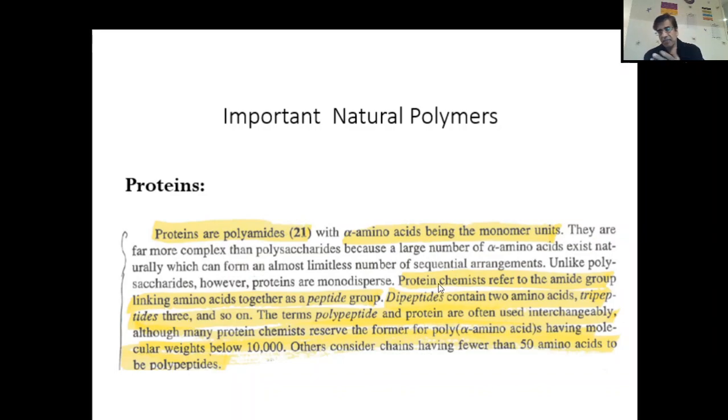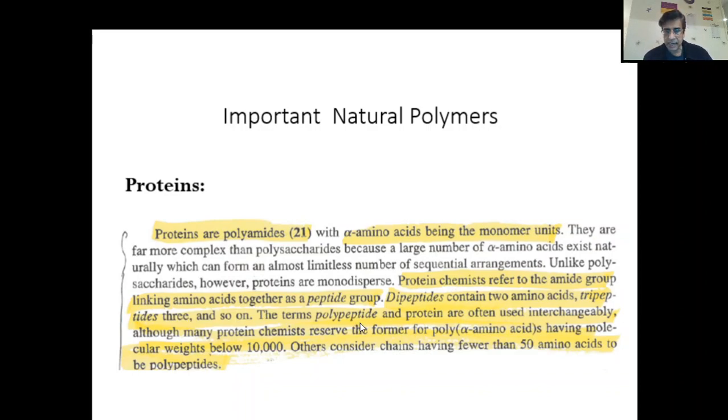So there are different terminologies that people use. Because of this amide linkage, people call it polyamide. But protein chemists call it polypeptide, because the amide linkage they call the peptide linkage. So once two amino acids combine together, they call it a dipeptide. When three, it's a tripeptide, then tetrapeptide and oligopeptide, and then polypeptide. But the polypeptide still has some discrepancy in the terminology.